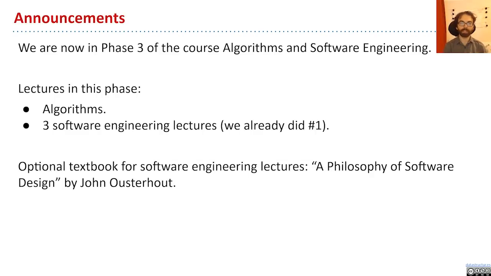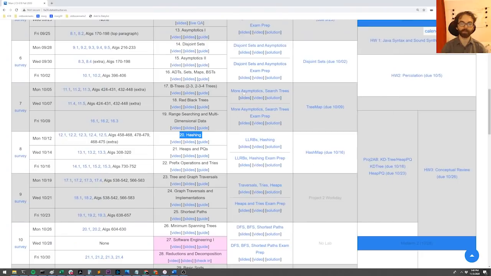Hi everyone, just want to do a fairly quick 2020 announcement before we get started today. So I wanted to note that good job, we've made it to phase 3 of the course. This is algorithms and software engineering.